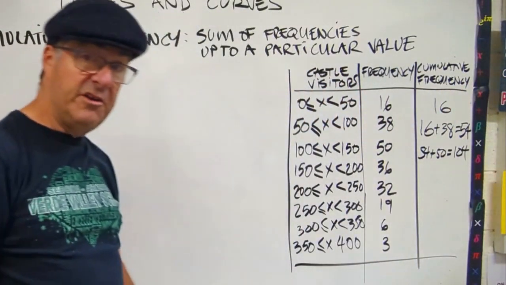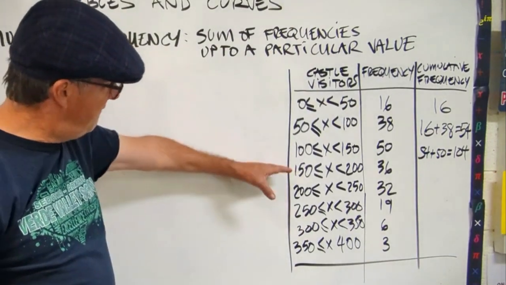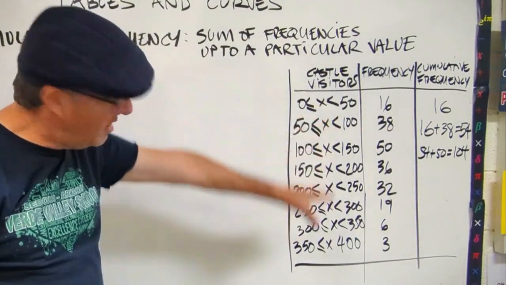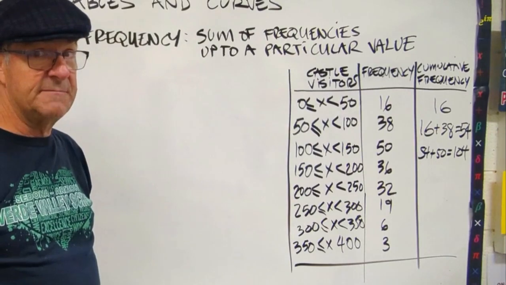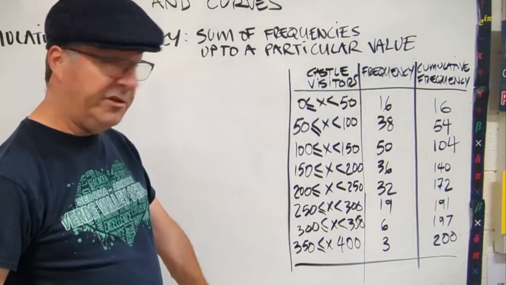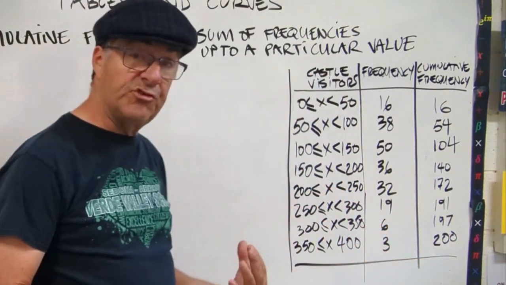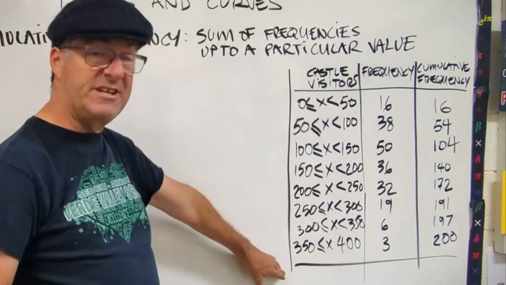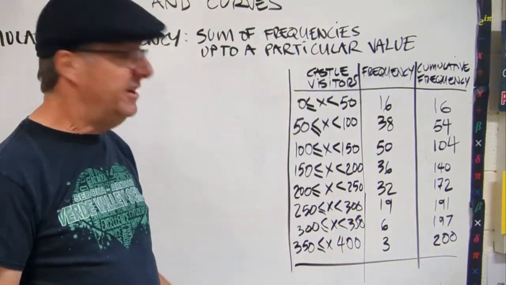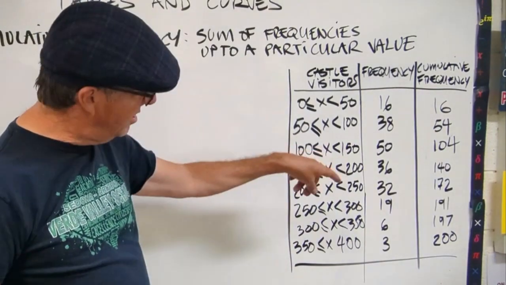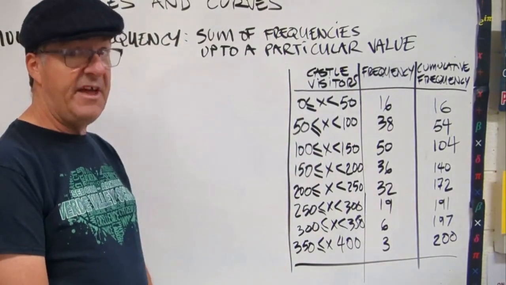So now what I want you to do is go ahead and pause the video and finish out your table. Go ahead and finish out the cumulative frequencies. All right, so go ahead and check your work. I just did my cumulative frequency there, and I had 200. And that's true, we do have 200 days in our data set. So if you didn't get 200, check your addition there and make sure that you got that right.